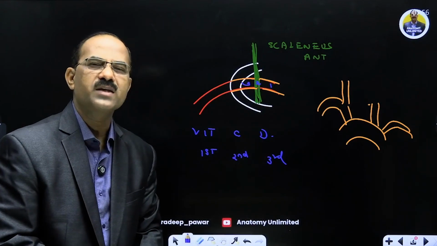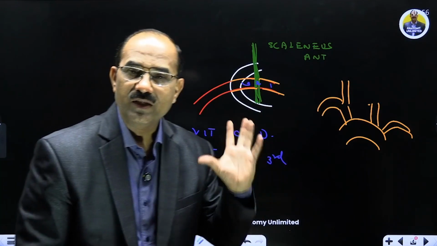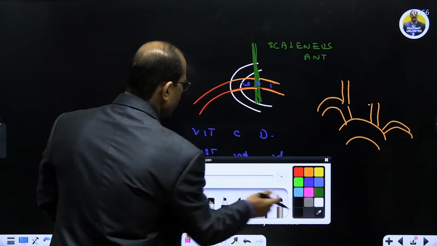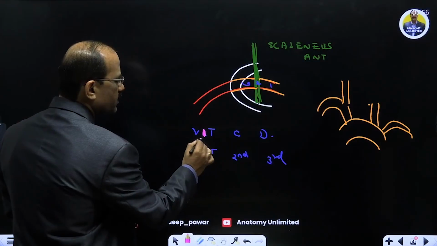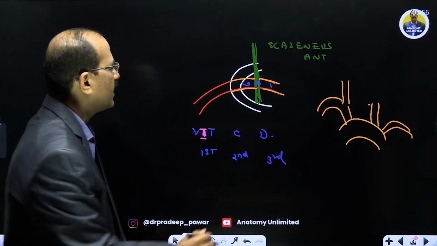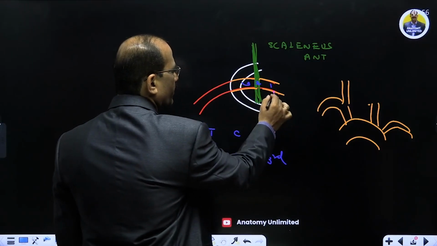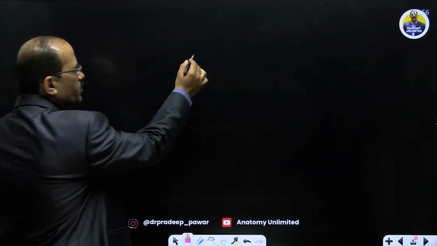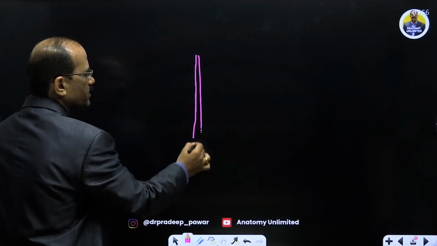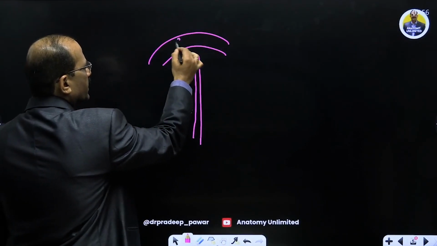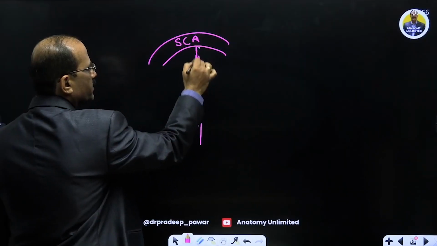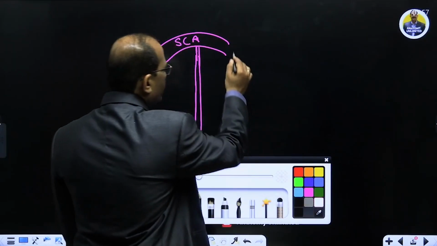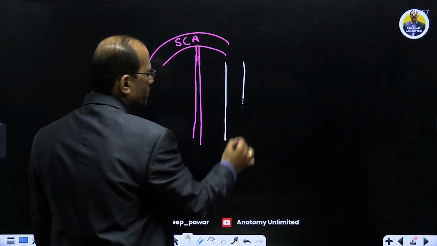I'm not going into details of the subclavian artery, but from the first part of the subclavian artery there's an artery which arises here. This is of importance to us. That's the internal thoracic artery. So this internal thoracic artery is a branch of the first part of the subclavian artery. This internal thoracic artery runs on either side of the sternum.